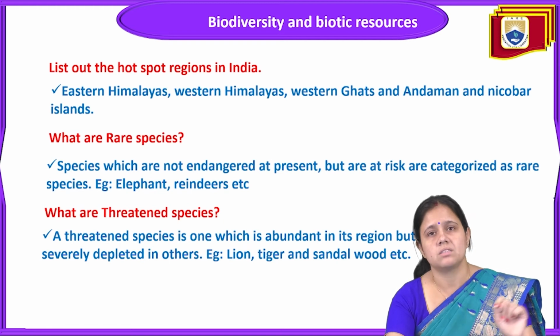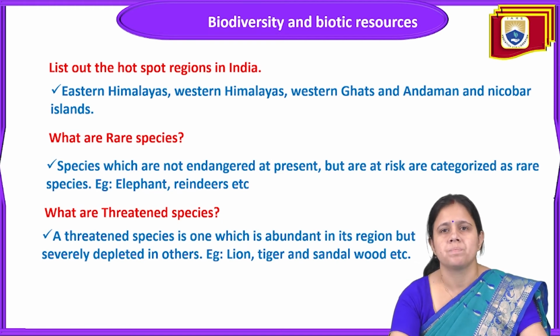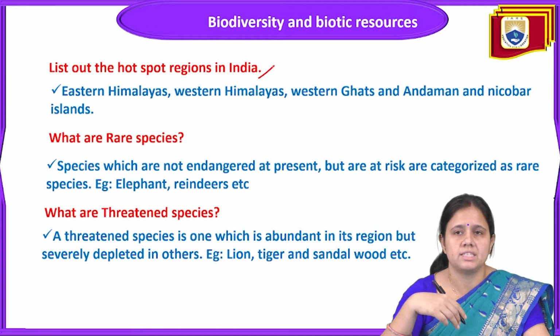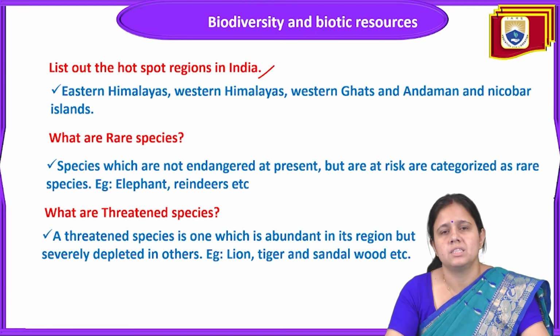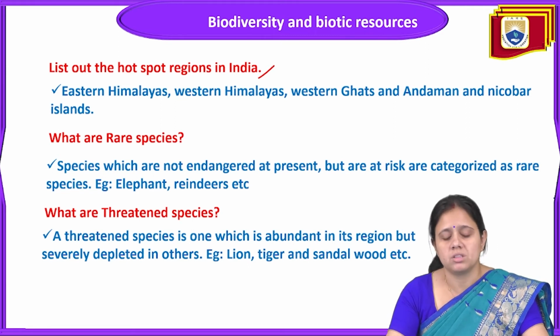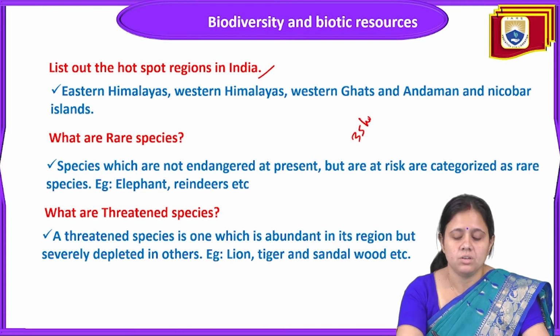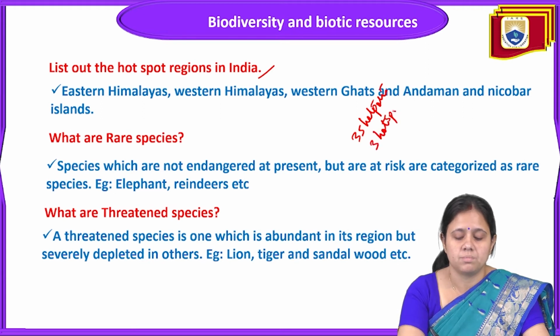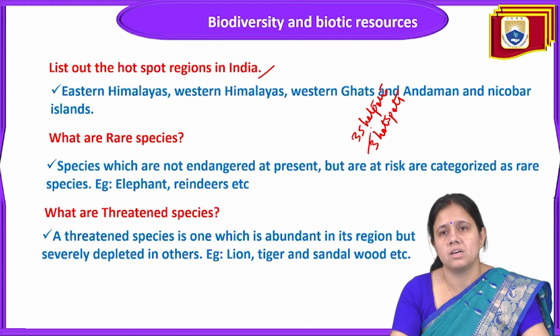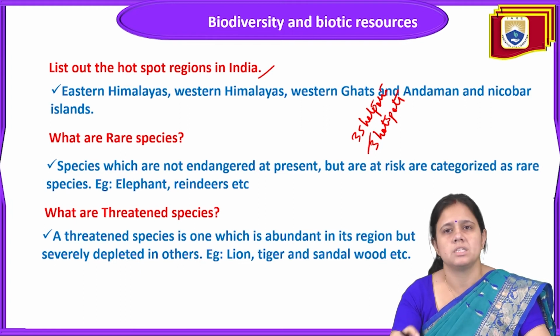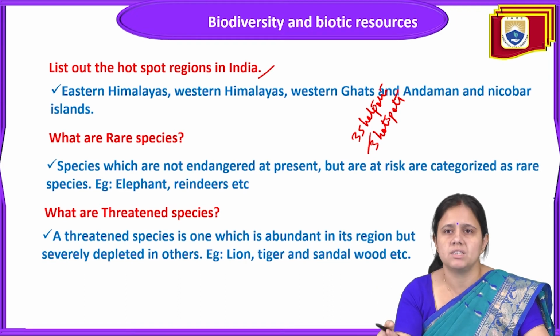Now comes the next question: list out the common hotspots in India. India has a very rich biodiversity and a very high variation of biodiversity. That's why India has 3 hotspots among the 35 hotspots of the total world. The 3 hotspots are: first, the Eastern and Western Himalaya region; then the Western Ghats and Andaman Nicobar region; and the Indo-Burman region. So 3 hotspots are there.